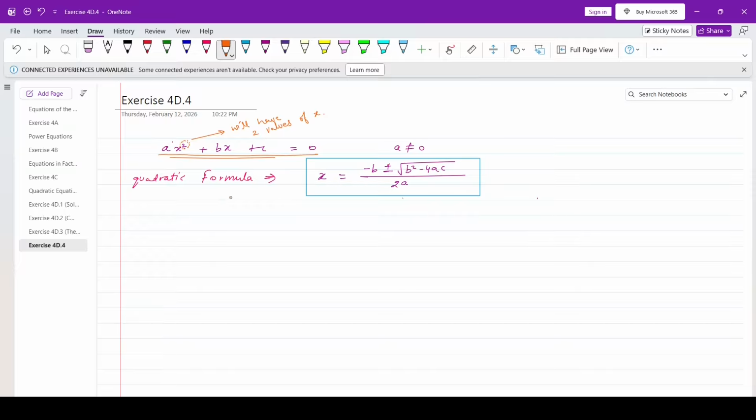We know from this quadratic formula that we get two values of x because of this plus or minus sign. This sign plus or minus makes us get two solutions. First one for positive sign and second one for negative sign.